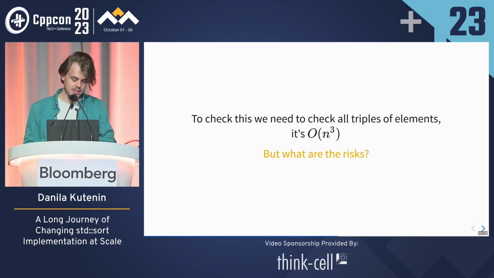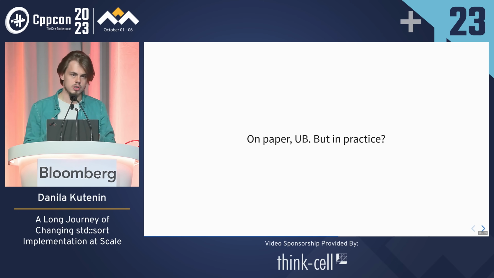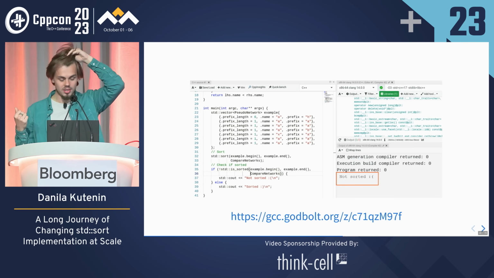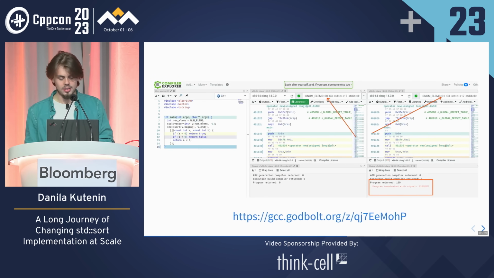But let's think a little bit about what the risks are. What if we don't do that? On paper, it's undefined behavior, but as an engineer I'm more interested in what happens in practice. In practice, best case scenario, you can sort, and then std::is_sorted returns false. Well, not great, but at least it doesn't fail. Probably it's not great.